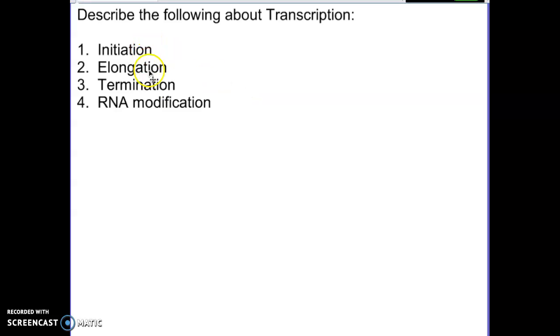Remember, there are 3 steps to it in prokaryotic cells: initiation, elongation, termination. And then in eukaryotic cells, they do something a little bit different. It's like an extra safety measure where it's going to add the cap on the front and put the tail on the end, and then take the introns out and leave the exons, which is called modification. So those are the 4, basically, steps of turning DNA into RNA.